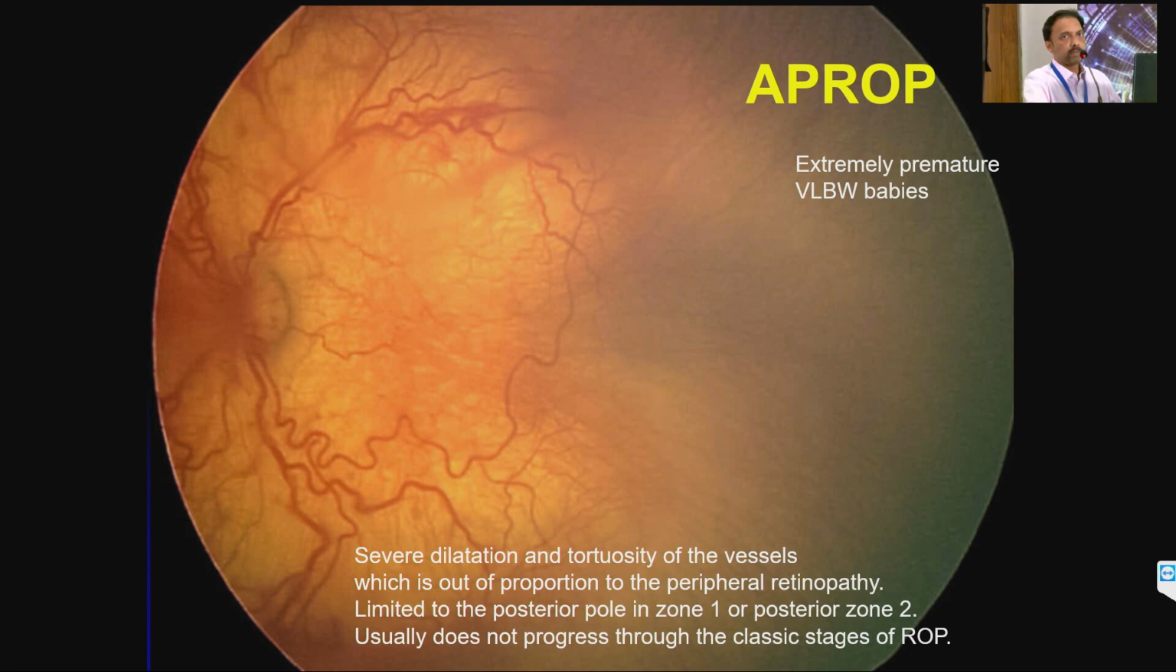Now the term APROP, this is a term that we are all familiar with. According to the previous classification, it refers to severe dilatation and tortuosity of vessels, which is out of proportion to the peripheral retina, and is limited to the posterior pole in zone 1 or posterior zone 2. So this was the definition, which is seen in extremely premature and very low birth weight babies. This is the exact definition given by the previous classification.